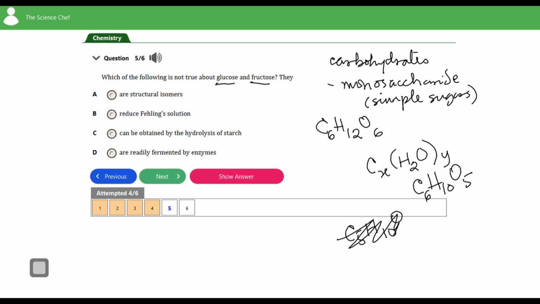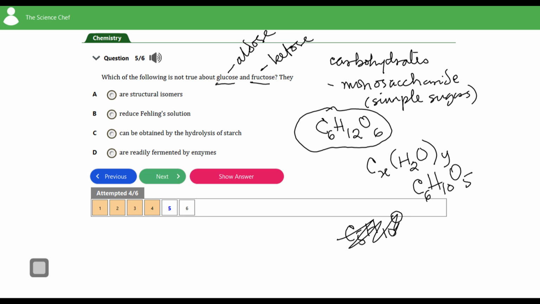Glucose and fructose, since they share the same molecular formula, C6H12O6, they are structural isomers. Because glucose is an aldehyde, or what we call an aldose, while fructose is a ketone, or a ketose, right? While this one is an aldose. They have the same molecular formula. So they are structural isomers, which is correct.